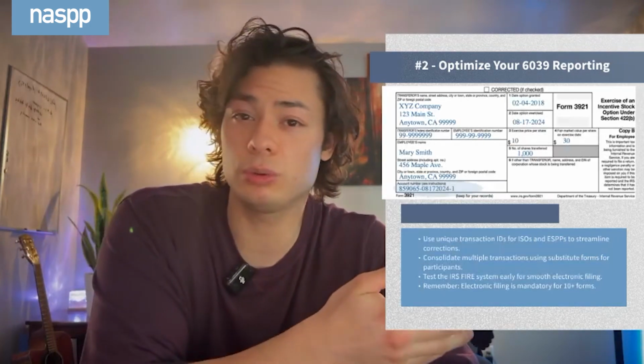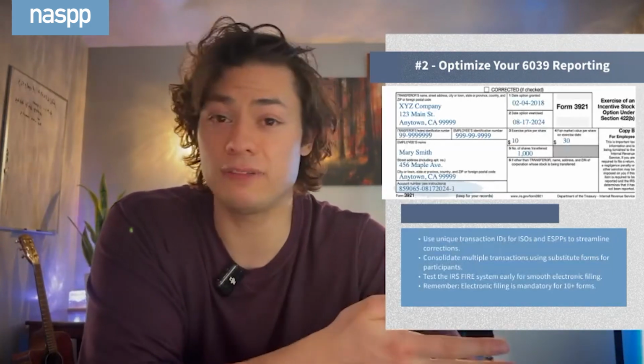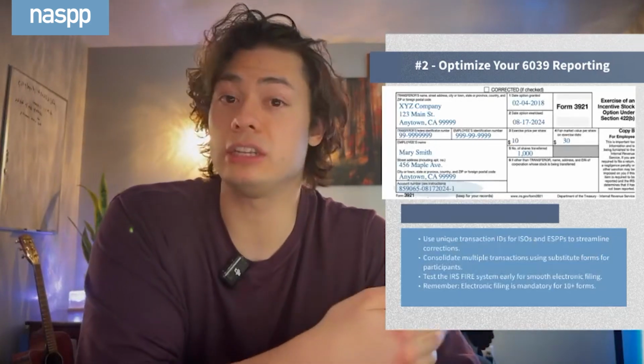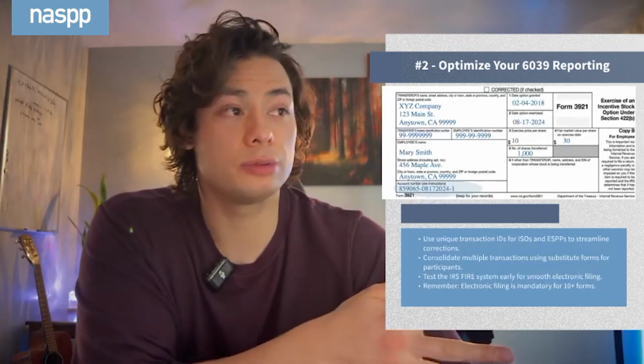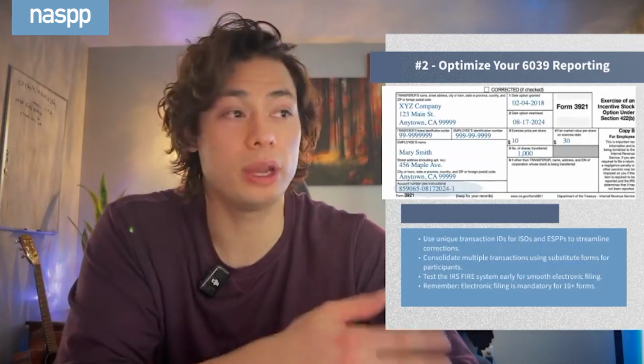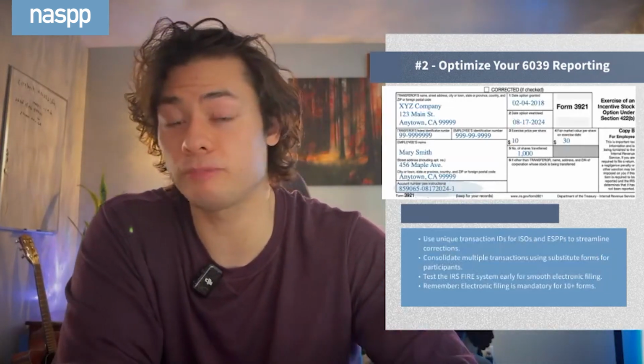And then the next tip we have in relation to optimizing your Section 6039 reporting process is, if you haven't used substitute forms in the past or haven't taken advantage of them or been aware of them, it's something we implore you to look into doing this year. Utilizing substitute forms is going to allow you to consolidate multiple transactions on one page, which is going to save you time and paper when furnishing Form Bs to your employee demographic.